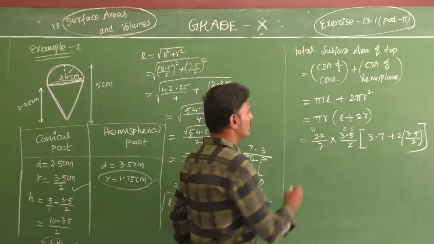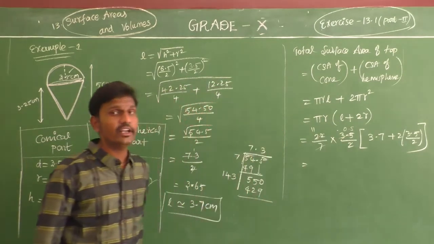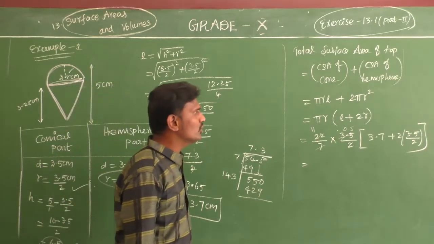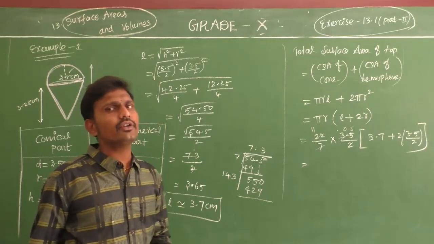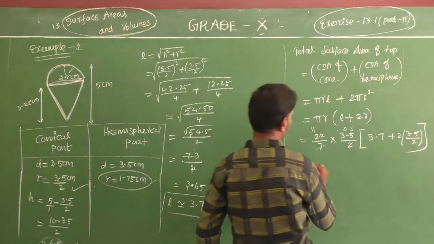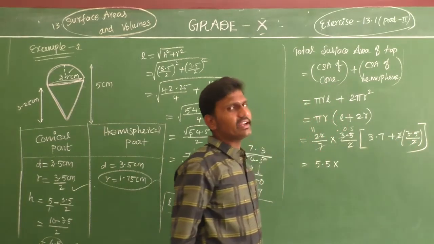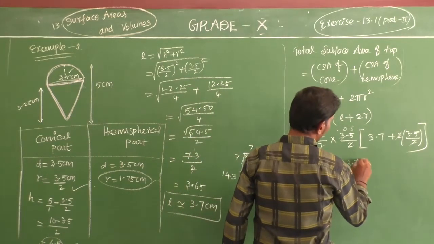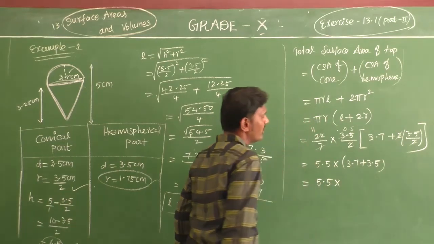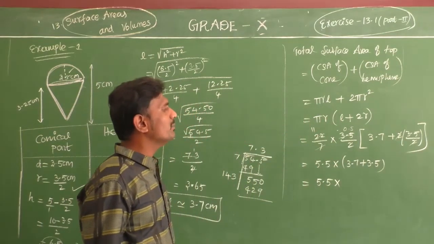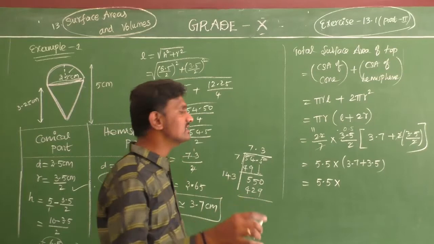So 0.5. Now 11 into 0.5. So already I told you 0.5 means there is half only, no? So what is the half of 11? 5.5. So 5.5 into, see, there also the 2 cancels. So you want to add 3.7 plus 3.5. So add these two numbers to get 5.5 into, 3.5 plus 3.7, what will come? 7.2, or 7 plus 5, 12, 1. So like that, 7.2.